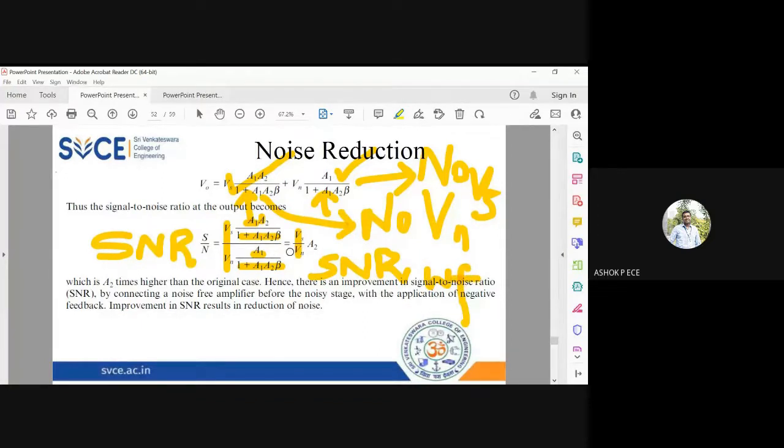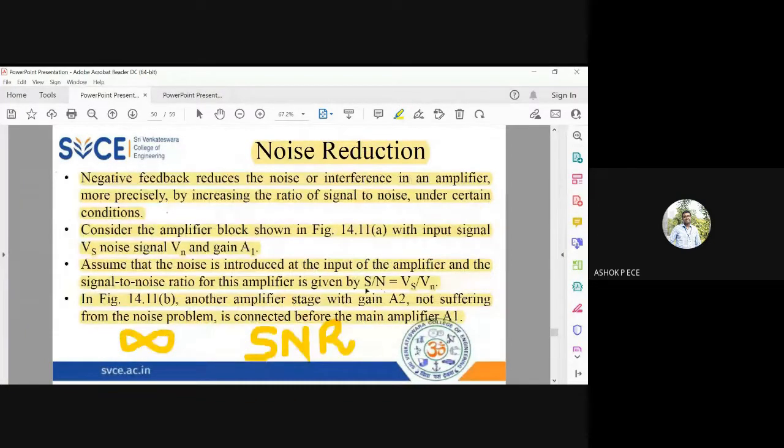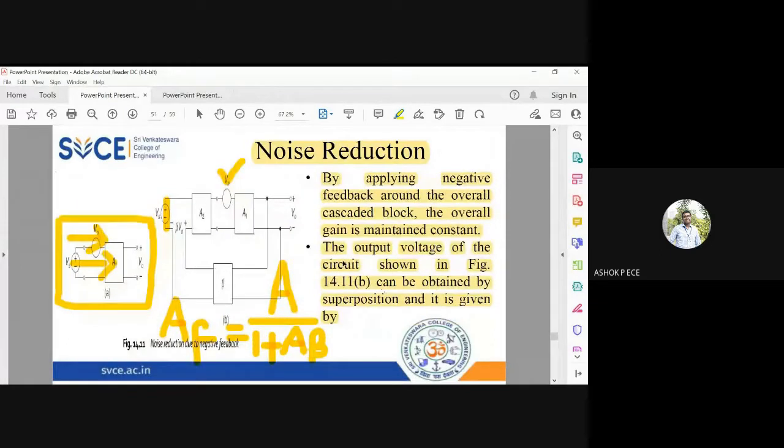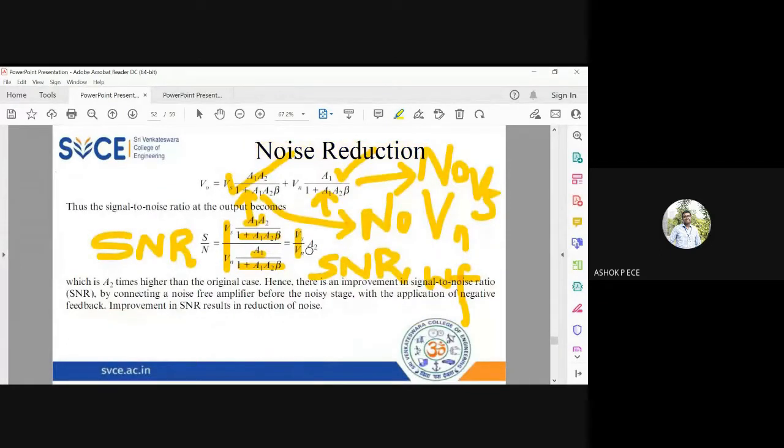We have derived this previously, right? See here, SNR is given by Vs by Vn without applying any feedback. So I can write Vs by Vn as SNR without feedback into A2. So you can see the SNR with feedback is the SNR without feedback multiplied by a factor A2, and A2 is the gain of the amplifier.